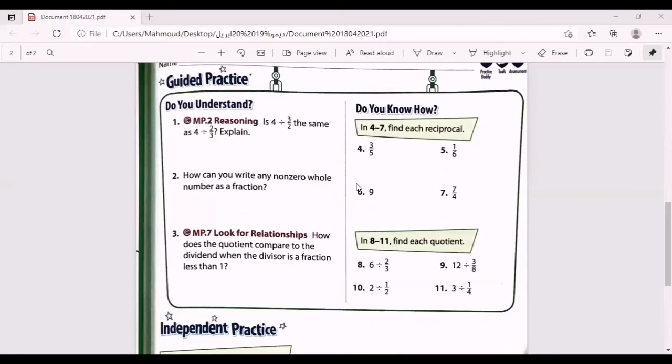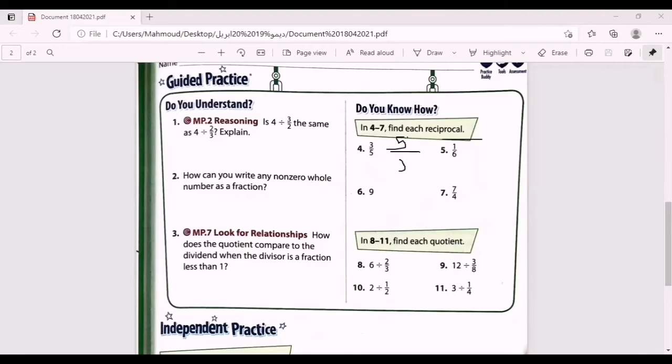Can I ask you? I will ask you, Mustafa. Can you tell me the first exercise, 3/5? I need to find the reciprocal here. The answer will be what? Yes, Mustafa, can you hear me? 3/5, the answer will be what? 5/3. Excellent. That's very good.